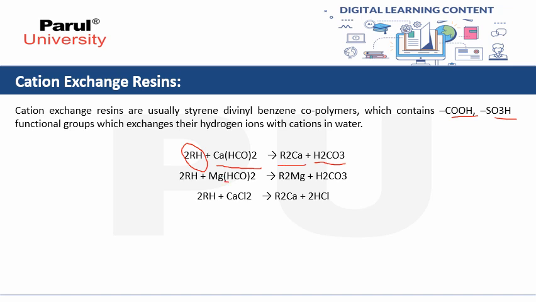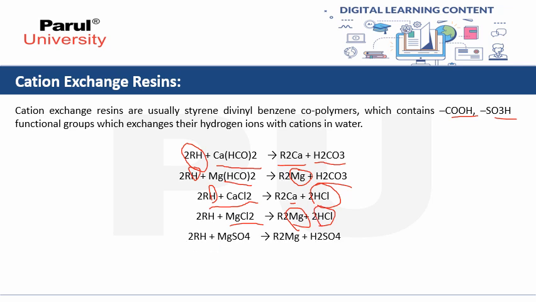Similarly, if magnesium bicarbonate is present, again the H plus ion will be replaced by magnesium ion and carbonic acid is formed, which goes with the water. If calcium chloride is present, the hydrogen ion will be replaced by calcium ion and HCl will be produced. Similarly, if magnesium chloride is present, it will react with the cation exchange resin, where the H plus ion is replaced by magnesium ion and hydrochloric acid is produced.